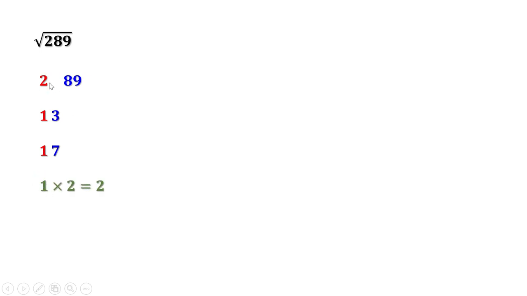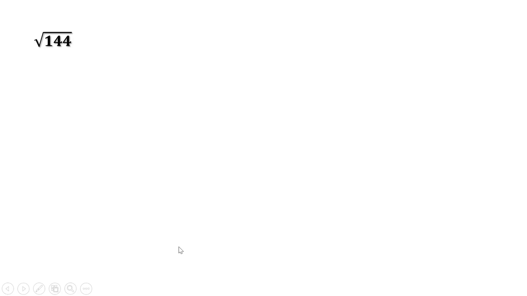Now look at this group. If this is less than 2, we have to take the smaller digit. If this is equal to or more than 2, we have to take the greater digit. Here this is equal to 2, so we have to take the greater digit 7. That means root of 289 is 17. Now let us take another example.